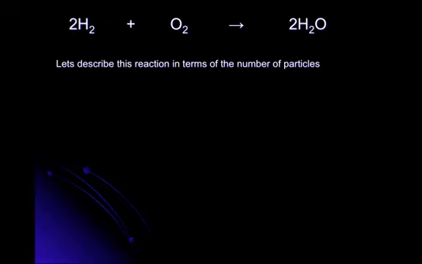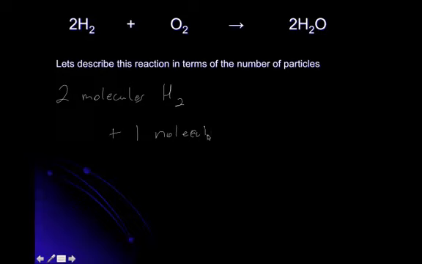And so here's a chemical equation: 2 hydrogens plus 1 oxygen makes 2 waters. If you want to describe that in terms of number of particles, then it's exactly that: 2 molecules of hydrogen will combine with 1 molecule of oxygen, and we're going to produce 2 molecules of water.